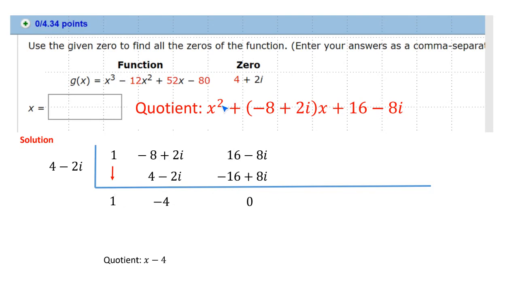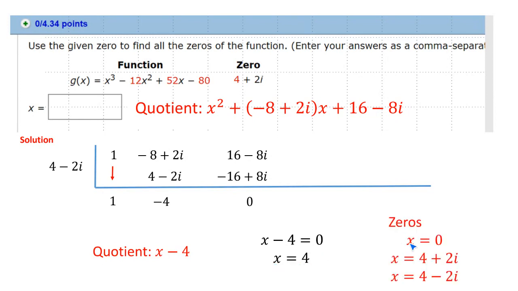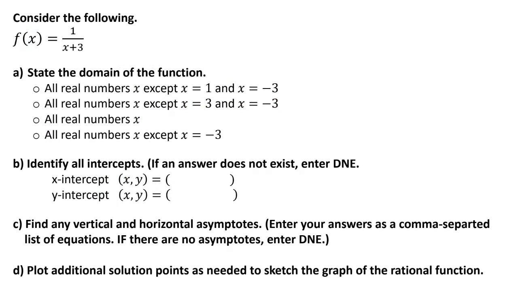So now, since this was x squared, one less is x. So this would be x minus 4. We can set that equal to 0, and so x is equal to 4. So your zeros are x equals 4, then x equals 4 plus 2i, and x equals 4 minus 2i. Okay, so that was finding the zeros.